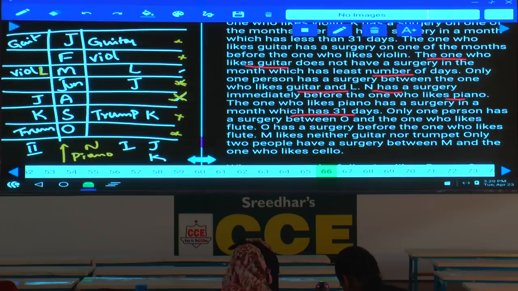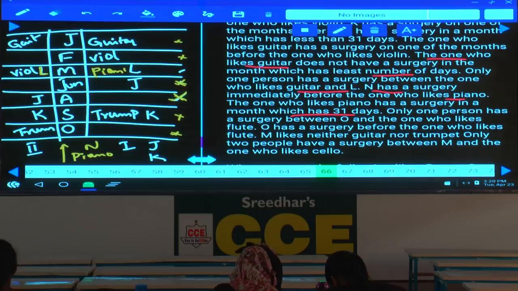Now we are left with what? Now we are left with this: piano must be in the month of March. If piano is in the month of March, N must be at this place. N is immediately before. Hence, in the first case, we could fix these two persons as well, the one who likes piano and N.